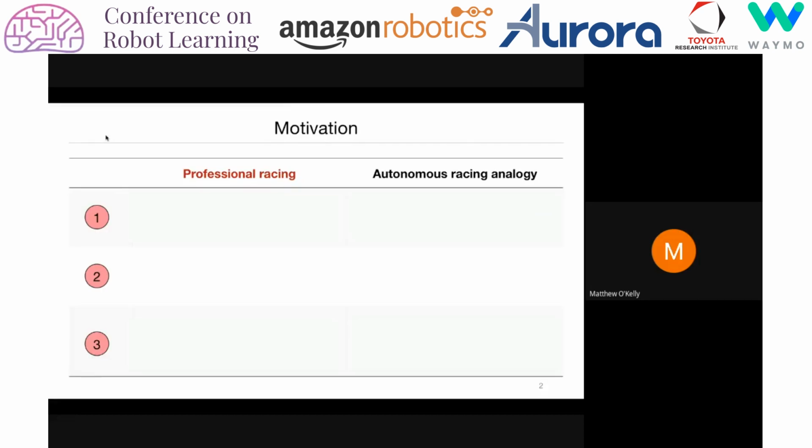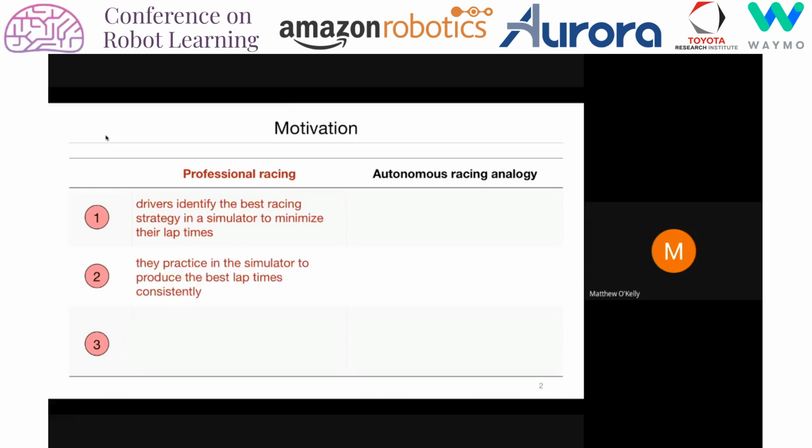To motivate the problem, let's draw a comparison to the ways in which professional racing drivers prepare for an event. We can summarize the driver's work as 3 steps. First, the drivers identify the best racing line to minimize their lap time in a simulator. Then they practice in the simulator repeatedly to produce both fast and consistent lap times. Finally, they move on to the real track and adapt to the real-world conditions.